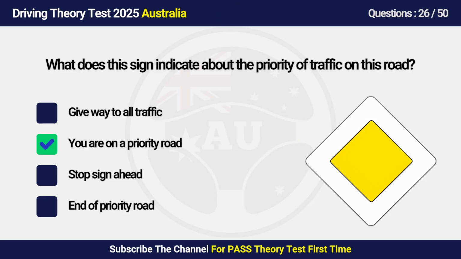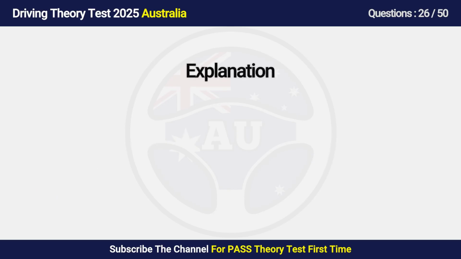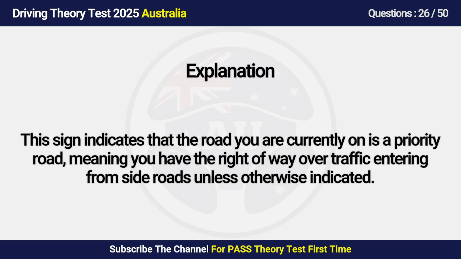Answer is B. You are on a priority road. This sign indicates that the road you are currently on is a priority road, meaning you have the right of way over traffic entering from side roads unless otherwise indicated.